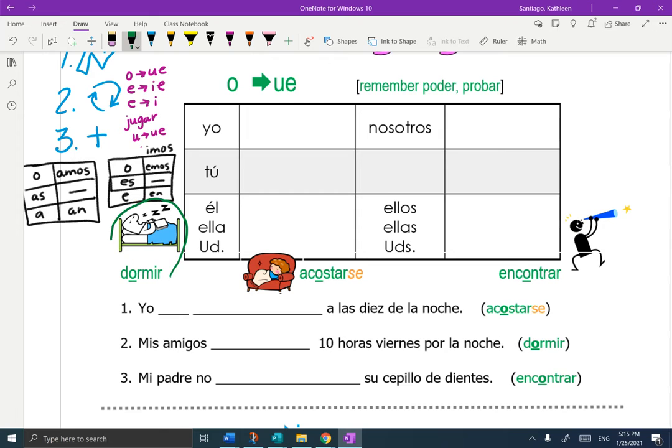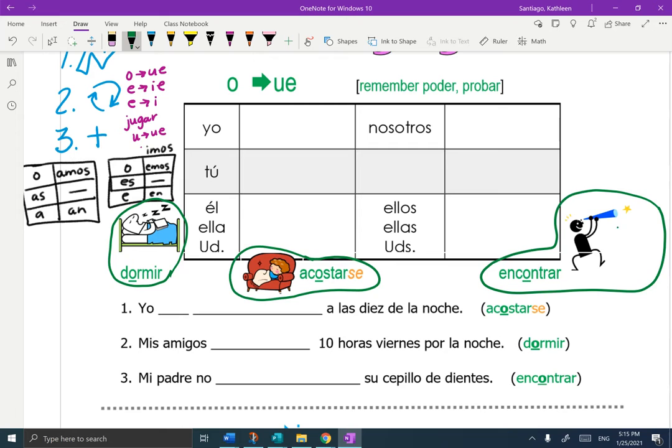Dormir, to sleep. Acostar, it doesn't cost anything to lay down. And encontrar, that one's a little bit hard. I'm going to write to find the definition here. Today I'm going to put dormir on the chart for you, and I'm going to go through this 3-step process. Step 1, chop off the ending, and I'm left with the root or stem, dorm.